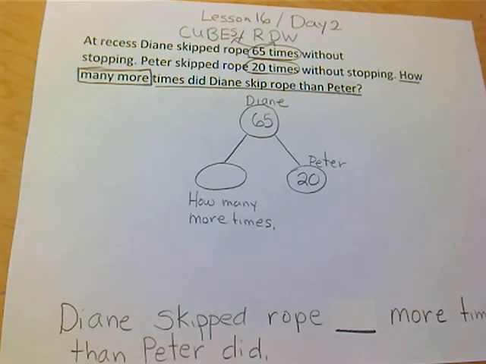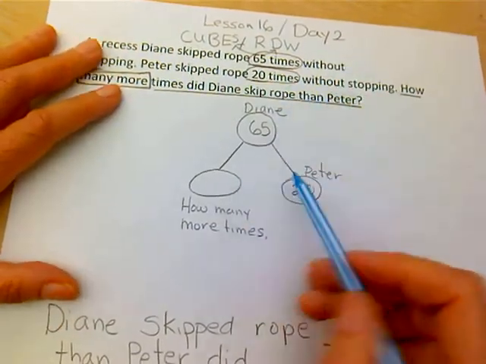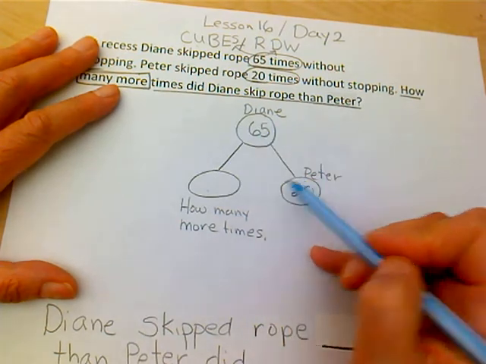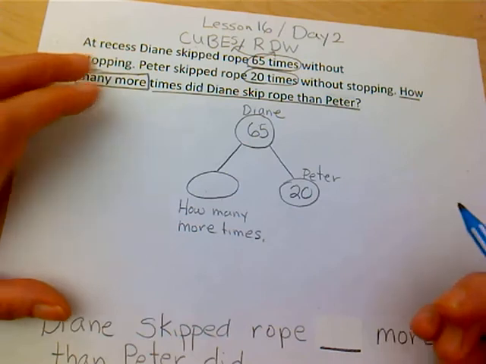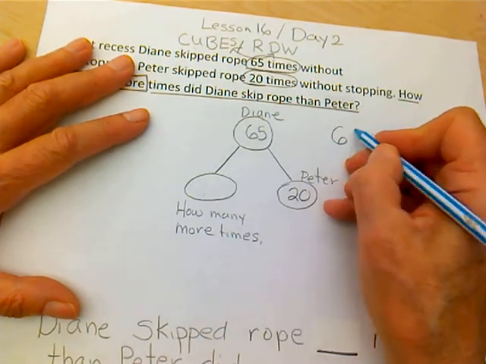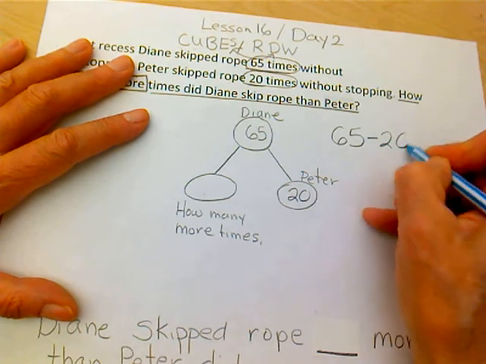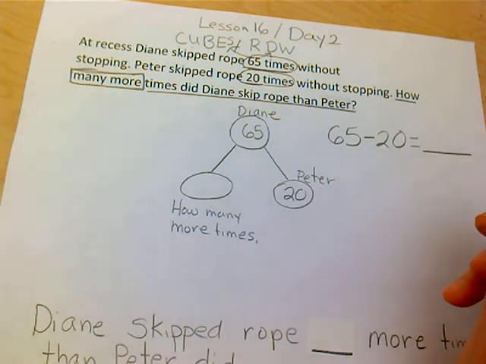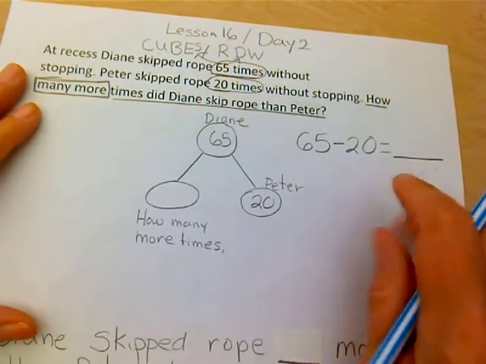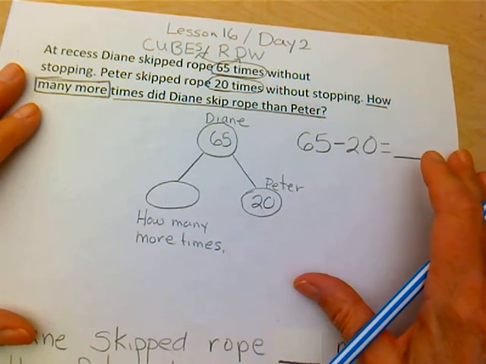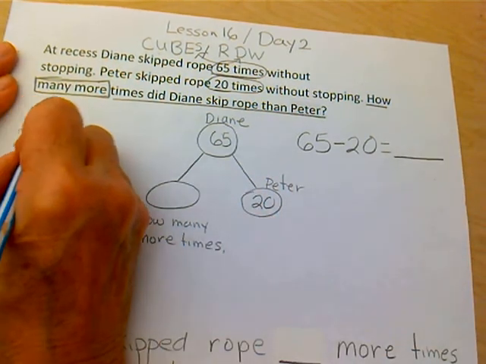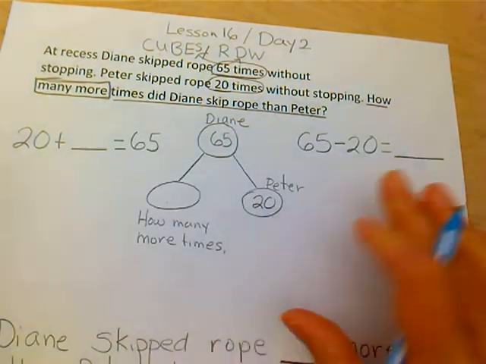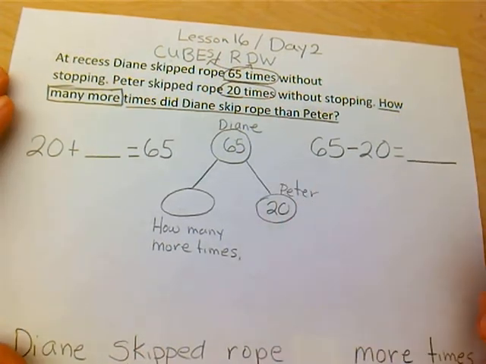So I'm going to set this up as an equation. So I know that something plus 20 would give me 65, or 65 take away 20 would give me something. I think I'm going to do this one as a subtraction problem. So 65 take away 20 would give me how many more times Diane skipped than Peter. So did you get this far? Something similar to this, or perhaps you did it another way. Perhaps you said 20 plus something would equal 65, which would also be a possible way to set up and write out your equation.